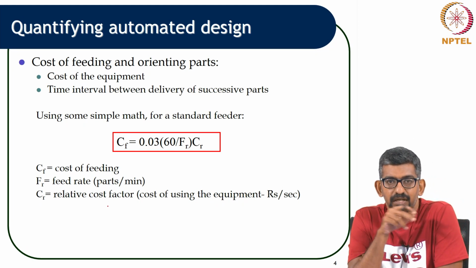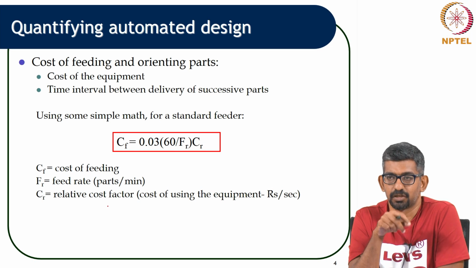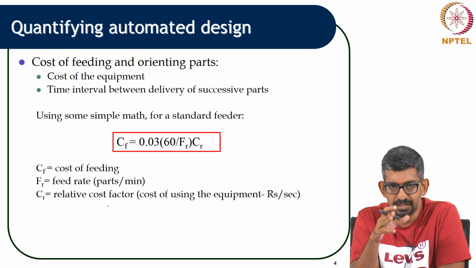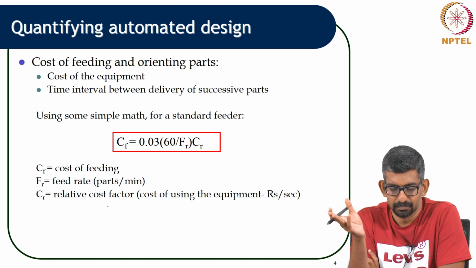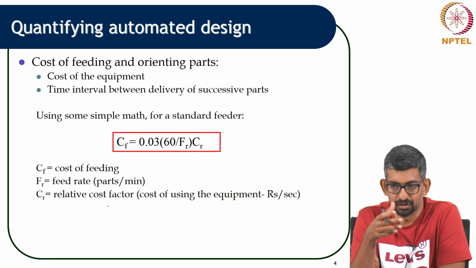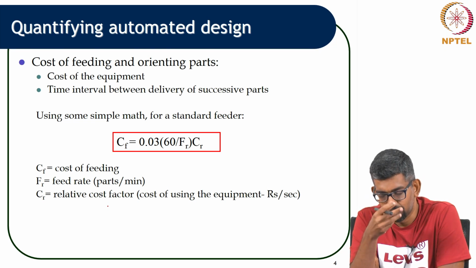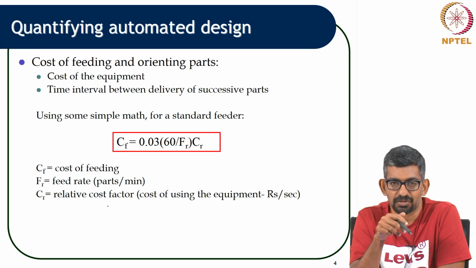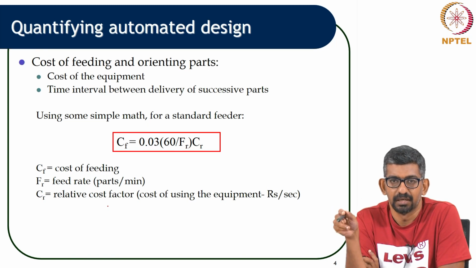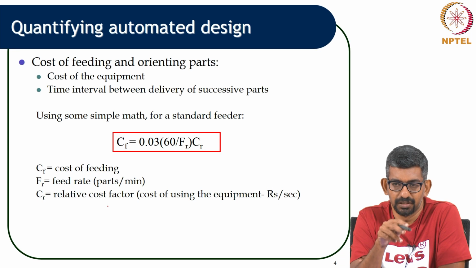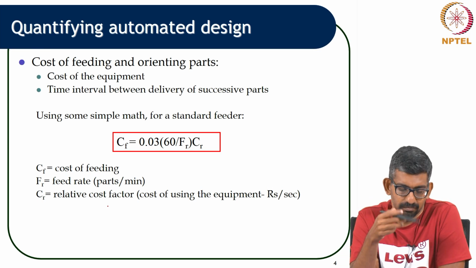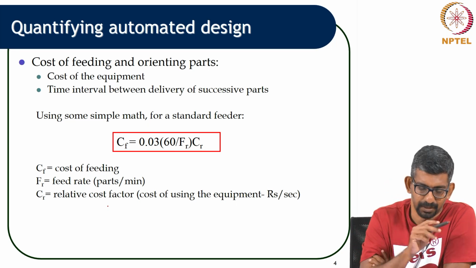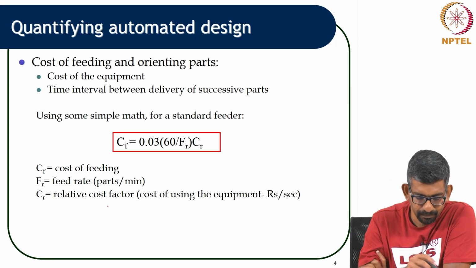So, how do we quantify this robotic assembly or an automated design? I hope you recall how we did this in manual assembly by using the Boothroyd chart. It all boiled down to the time, and there will be a labor cost that is associated. So, you multiply the labor cost with the total time for the assembly, and that will give you the total cost involved from an assembly perspective, excluding the material cost.